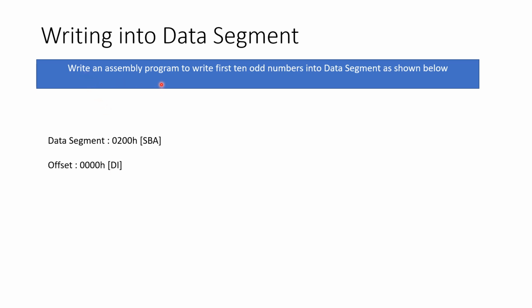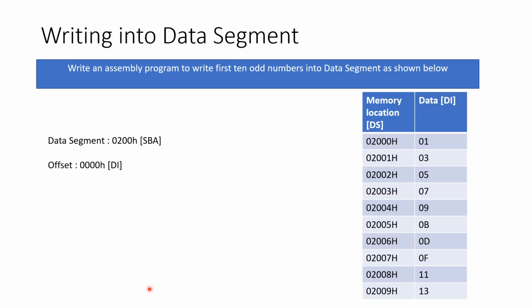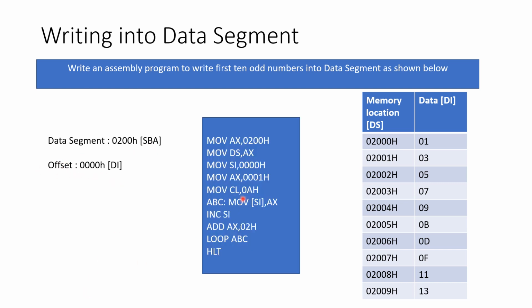I'll write an assembly program to write the first 10 odd numbers into a data segment. I'm defining my data segment, starting from memory location 2000 here. The data I want to store is 1, and then for each incremental location 1, 2, 3, I want to put my next odd number. So I want to put 10 odd numbers into these locations. I define my data segment and my offset, so I'll write an assembly program for this.